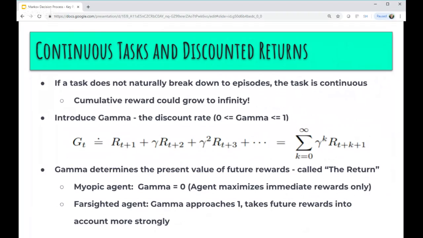A far-sighted agent is what you get if you set gamma to something closer to 1, and the closer you get to 1, the more the agent starts to look at future rewards and consider future rewards in its analysis. That's called a far-sighted agent, because it takes those long-term rewards into account when it's making its short-term return decisions.